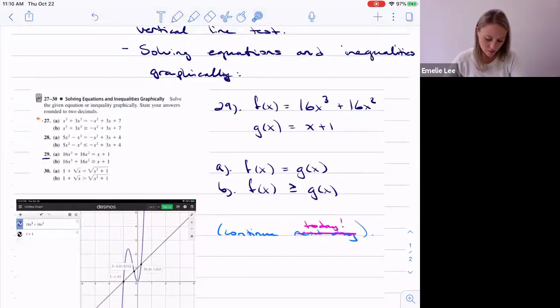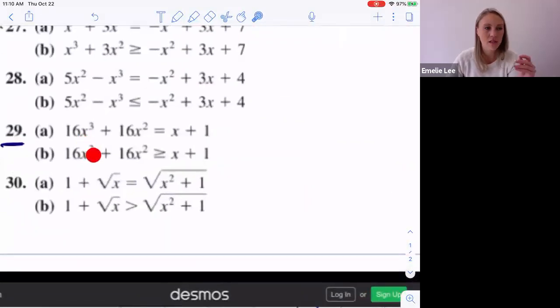Okay, so we were working on this problem 29, and we're given, it's really small here, 16x to the 3 plus 16x squared is equal to x plus 1. And then we're going to also look at where it is greater than or equal to x plus 1. So what's really handy about Desmos is you can graph each of these. So you treat this as one function, treat this as another function, and where they're equal to each other is where they intersect, right? And then we can also look at where one graph is larger than the other graph, keeping in mind that we're talking about the outputs. The outputs of this graph, where are they larger than the outputs of this graph?